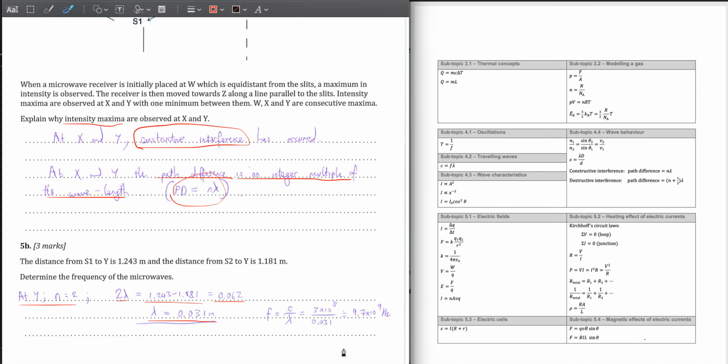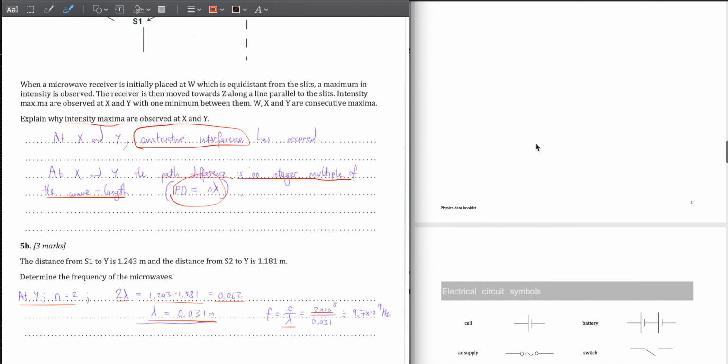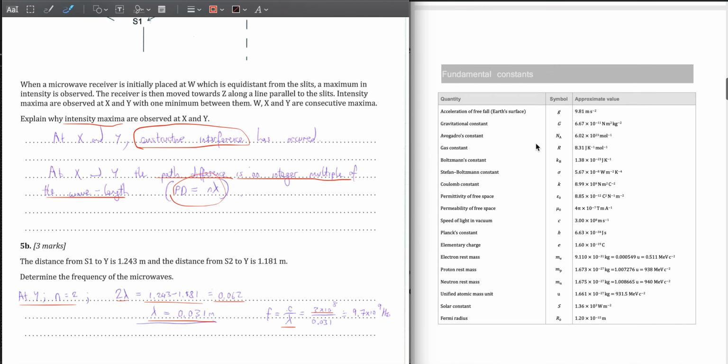0.031 meters. This is again something I've noticed students have a little bit of trouble identifying. It's simply the idea that we're looking at 2 lambdas rather than 1 here. If you use 1 lambda, then you will get the wrong answer. How do we get the frequency? Now that we know the wavelength, we can use our equation, which is in the data booklet, c equal to f lambda, where c is 3 times 10 to the 8. Again, that can be found in the data booklet. If you're not sure, just flick up to the fundamental constants and you'll find it here. 3 times 10 to the 8 divided by 0.031 is 9.7 times 10 to the 9 hertz.